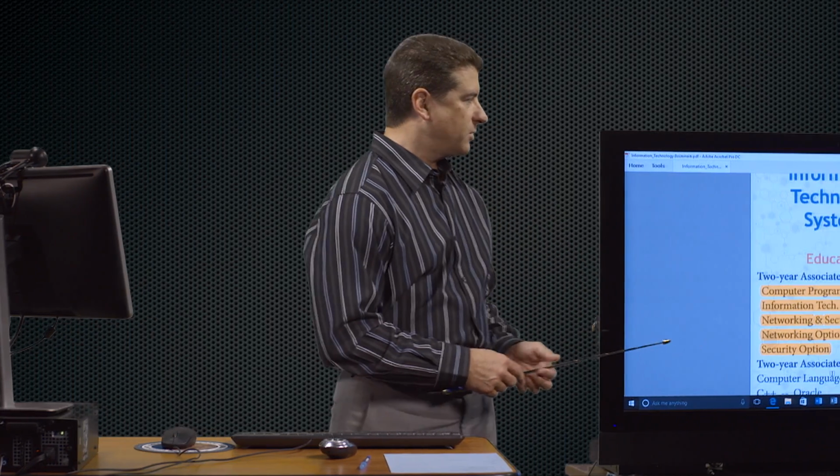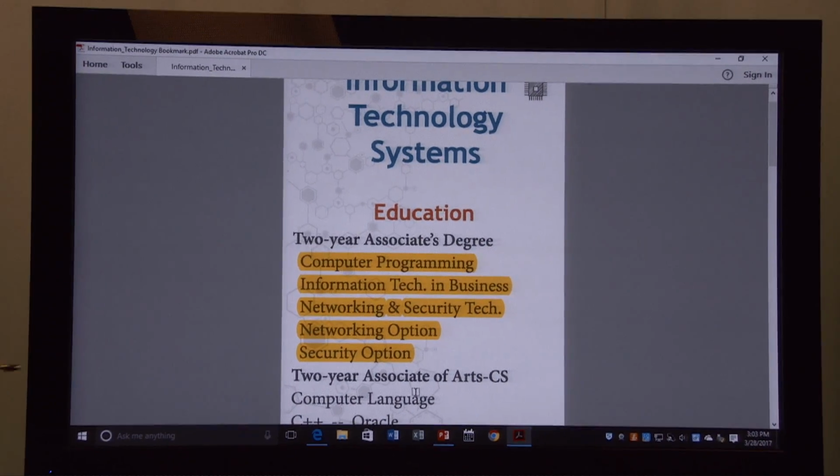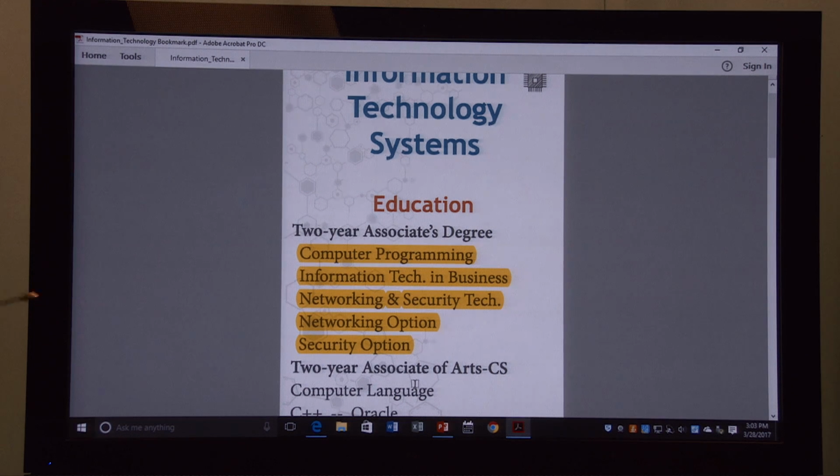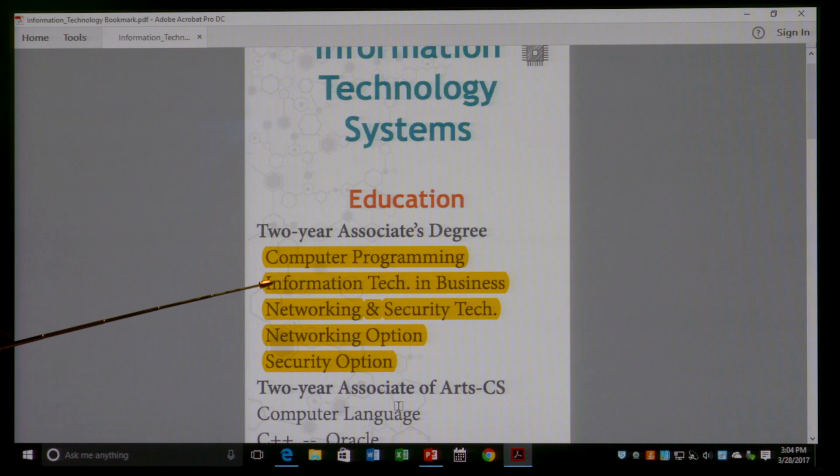Okay, so the first thing we were talking about, by the way, this is a little bookmark that they created that we're going to hand out for students during registration time, kind of advertise our programs. Okay, so in the previous show, what we were talking about is our different programs that we have in the Information Technology Systems curriculum department. Okay, so we have computer programming, information tech in business, and then we have the networking.